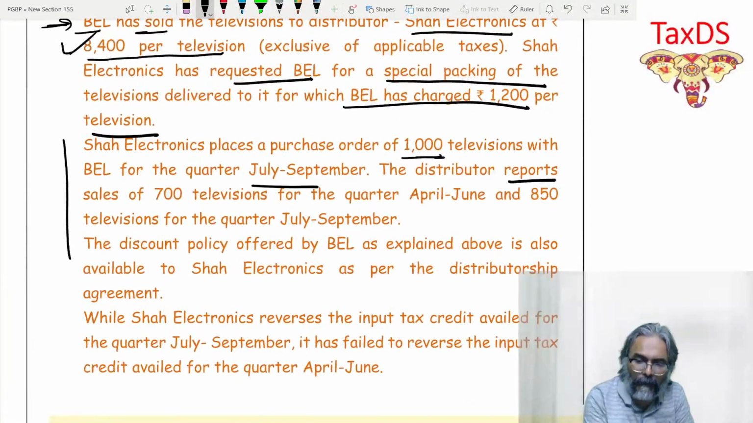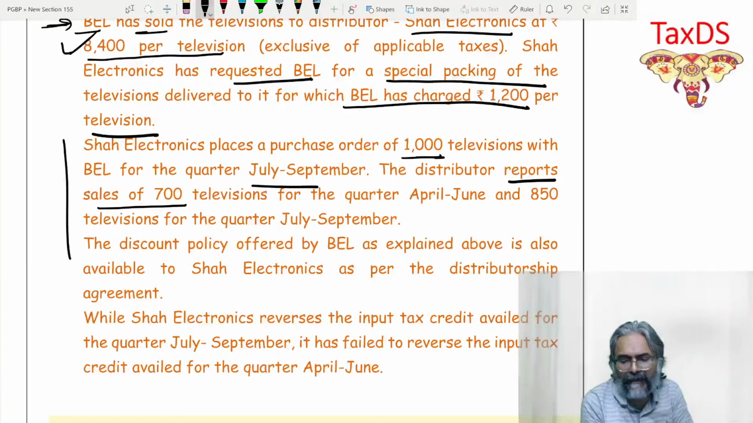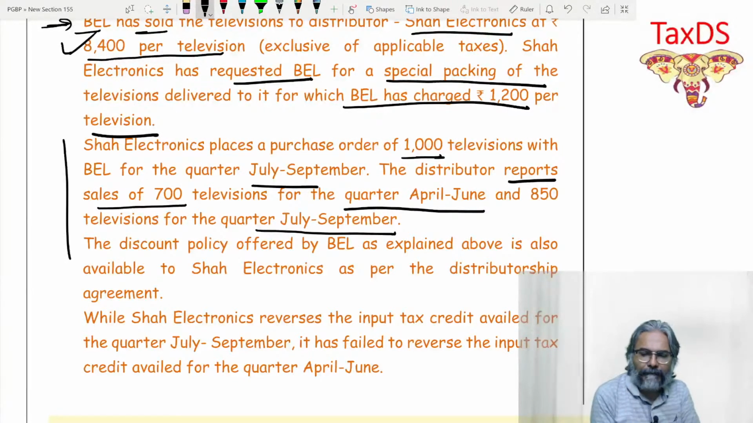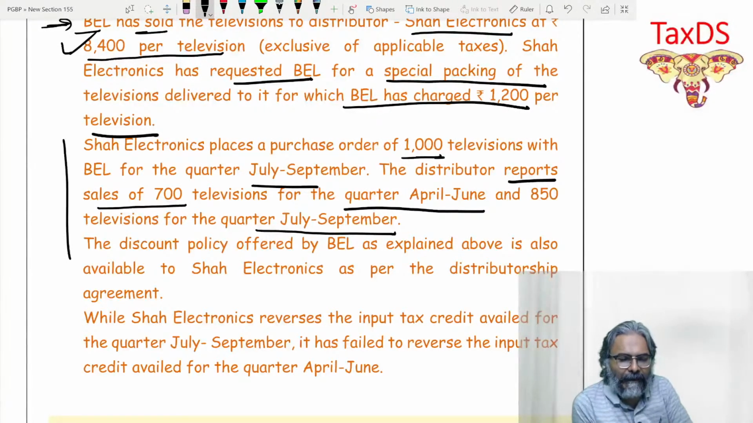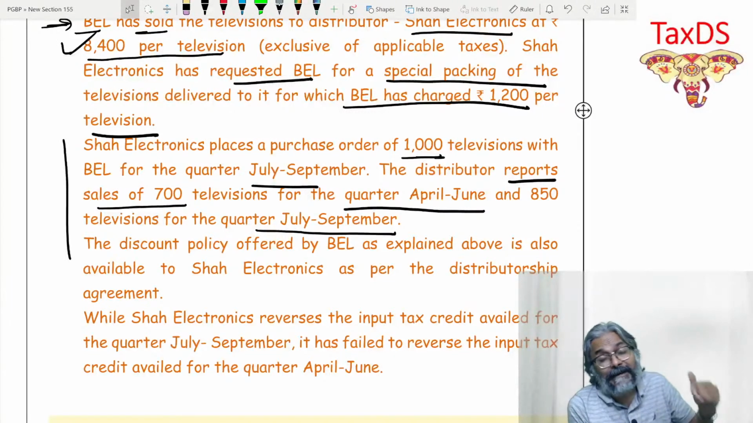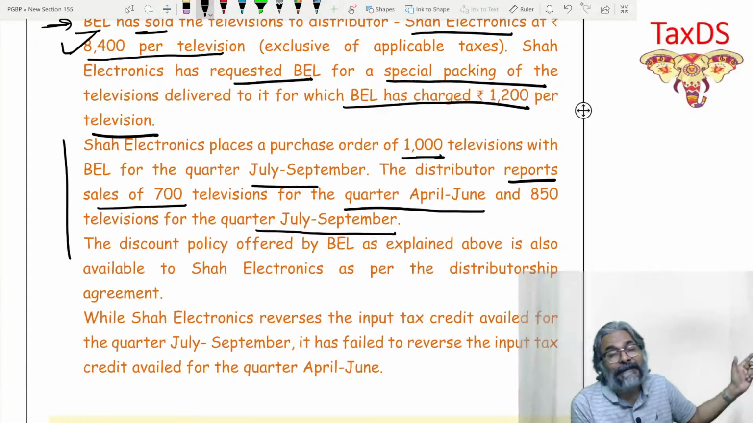So the distributor reports sales of 700 TVs for the quarter April to June and 850 TVs for the quarter July to September. That exactly is the point. So in both the quarters, students, that 500 threshold is reached. Yes. So is the eligibility created? Yes. But the deduction under 15(3)(b) will be provided if you satisfy what, students?